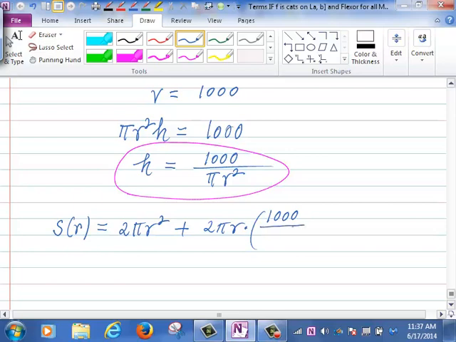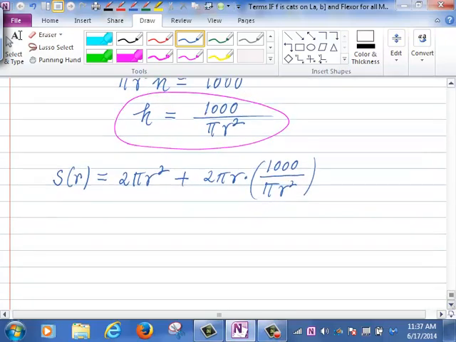1000 divided by pi r squared. Okay, so let's simplify that a bit. I get 2 pi r squared plus... pi cancels out, and 2 times 1000 would be 2000, right? And r cancels out, but so I have only 1 r, right? So like this.